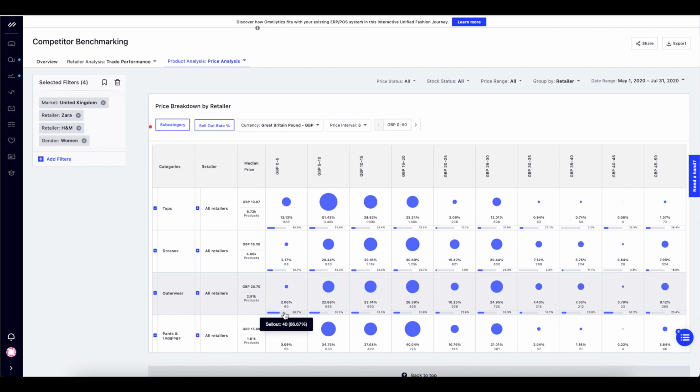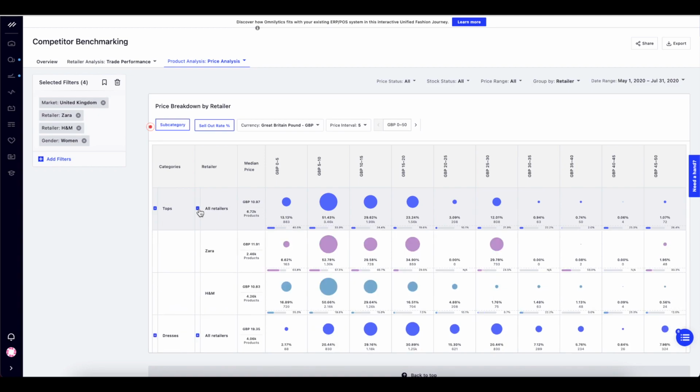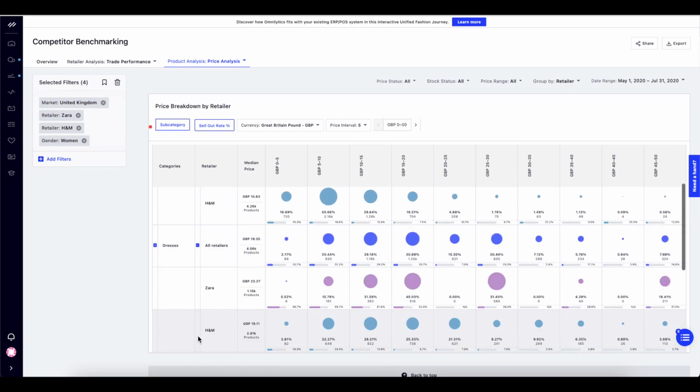Reviewing your competitors' pricing across different categories is important as the pricing across different categories differ in each brand or retailer. You might spot some opportunities that you can tap into or avoid underpricing and overpricing your product offerings when you are informed of your competitors' pricing strategies.